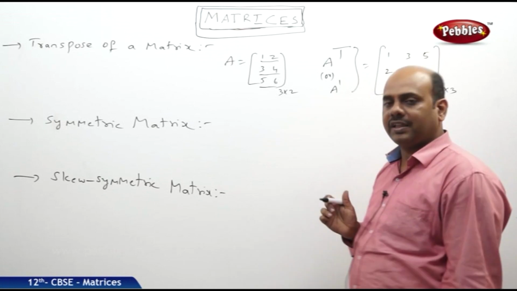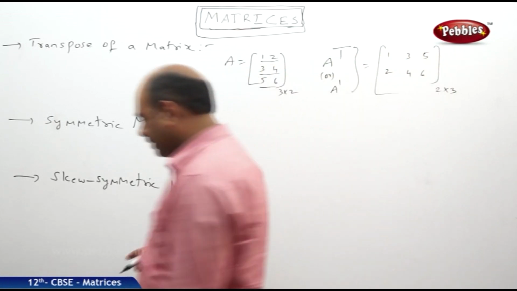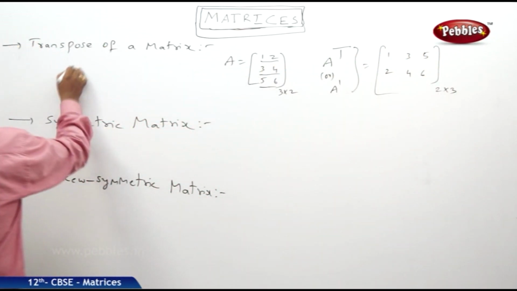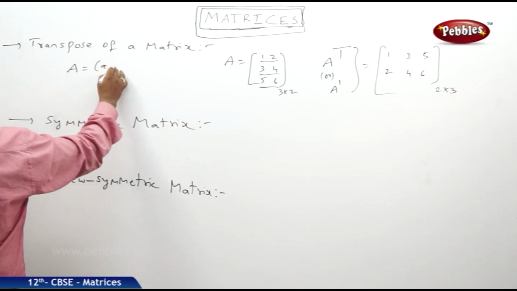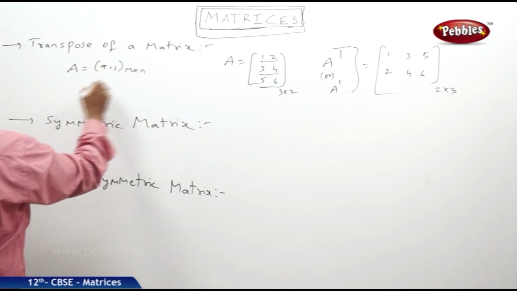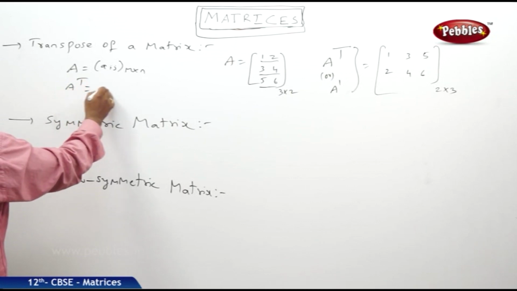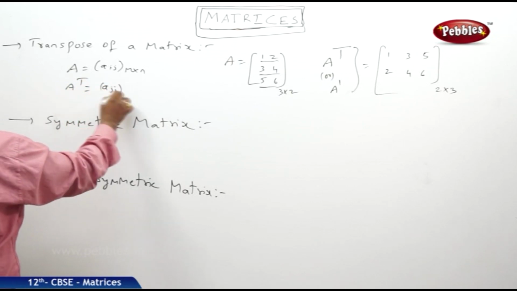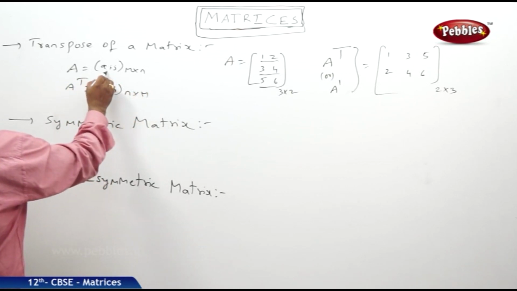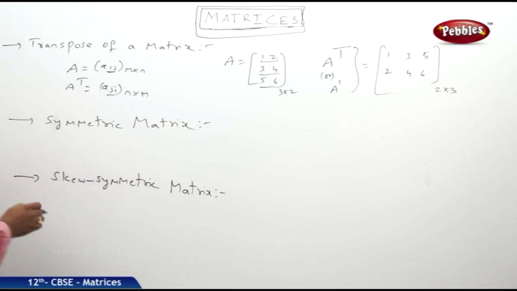So what conclusion can I make? If a matrix is of order m by n, then the transpose of the matrix will become of order n by m, and here aij will become aji. So what can I tell?